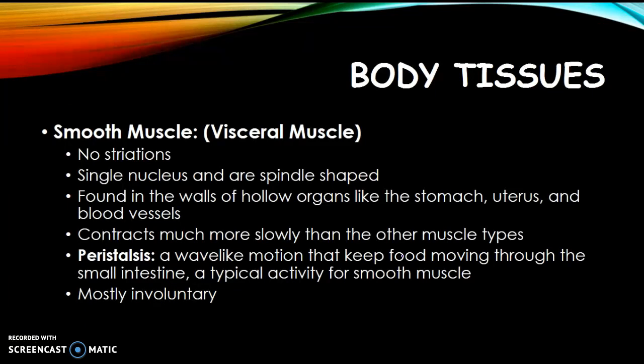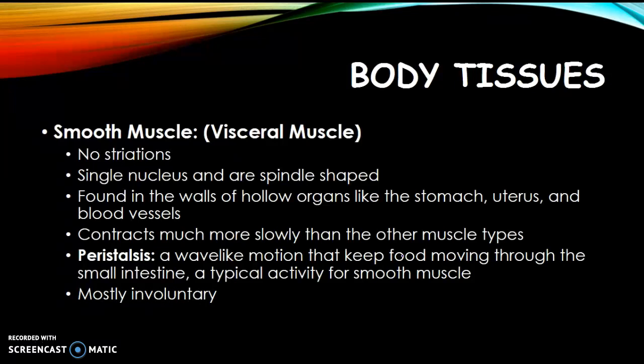Okay, last we have smooth muscle. Smooth muscle is not striated like cardiac and skeletal muscle. They are uninucleate, so a single nucleus, and they're more spindle-shaped than cylinder-shaped. We find smooth muscle in the walls of your hollow organs. So this is how the stomach is contracting to churn your food and push it into the intestines. This is how the uterus is contracting when you're in childbirth. And these are even how blood vessels can constrict and dilate to control blood flow.